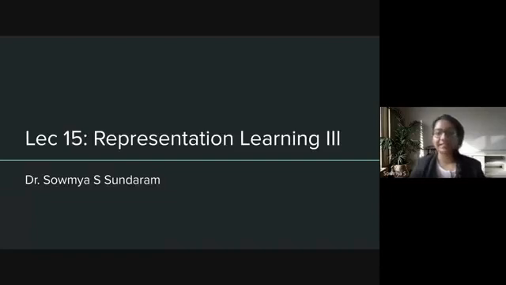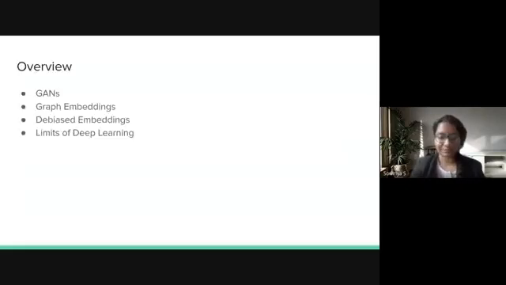So, we're going to look at representation learning, the third module, and we're going to see how we can use different kinds of neural networks to learn representations, some of which are tailored for text, some of which we have to modify for text. Today, we're going to look at three main approaches. One is using adversarial networks, the next one is graph embeddings, and the next one is debiased embeddings. After these three, we'll wrap up the course with the limits of deep learning.